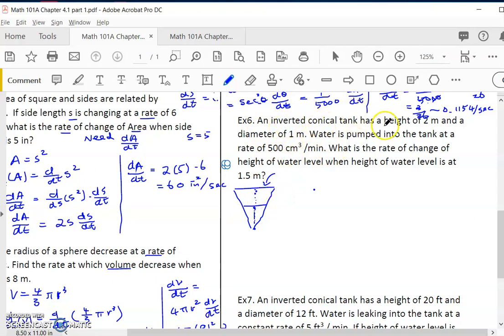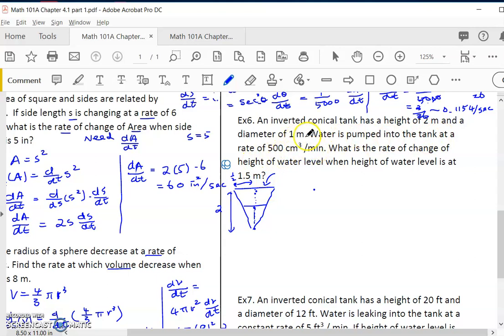An inverted conical tank has a height of 2 meters, so this is fixed. We don't have to say x and y because the tank itself is 2 meters, and a diameter of 1 meter. Instead of writing the diameter, I want to write down the radius, which is 1/2 of a meter. Water is pumped into the tank at a rate of 500 cm cubed per minute.